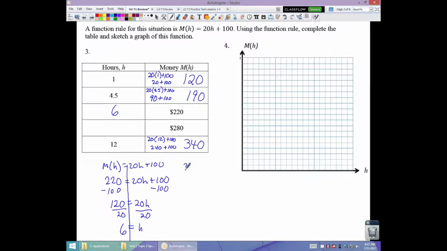And one more. If we substitute 280 for the money, subtract 100 on both sides, means we need to earn 180 by tutoring. That's done $20 per hour. So that one takes 9 hours.